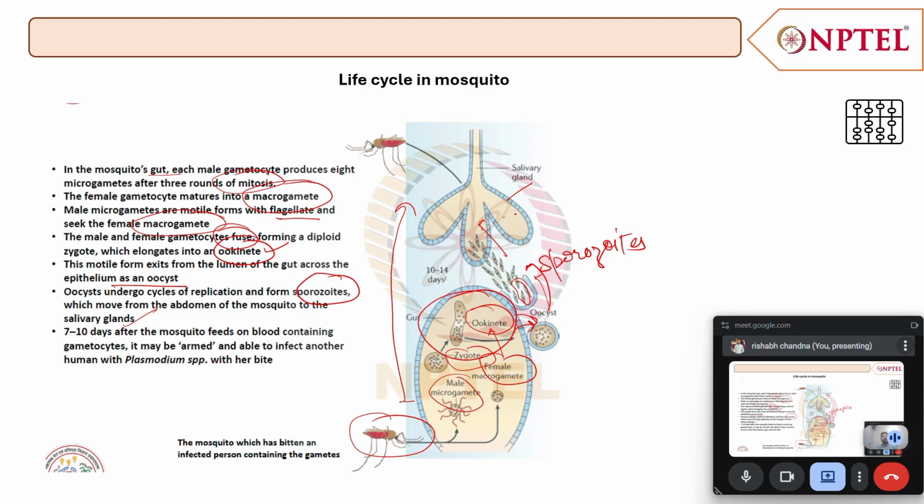Now, this salivary gland will give a blood meal. During the blood meal from humans, it will inject the sporozoites into the humans. So, this is how the life cycle takes place in a mosquito.